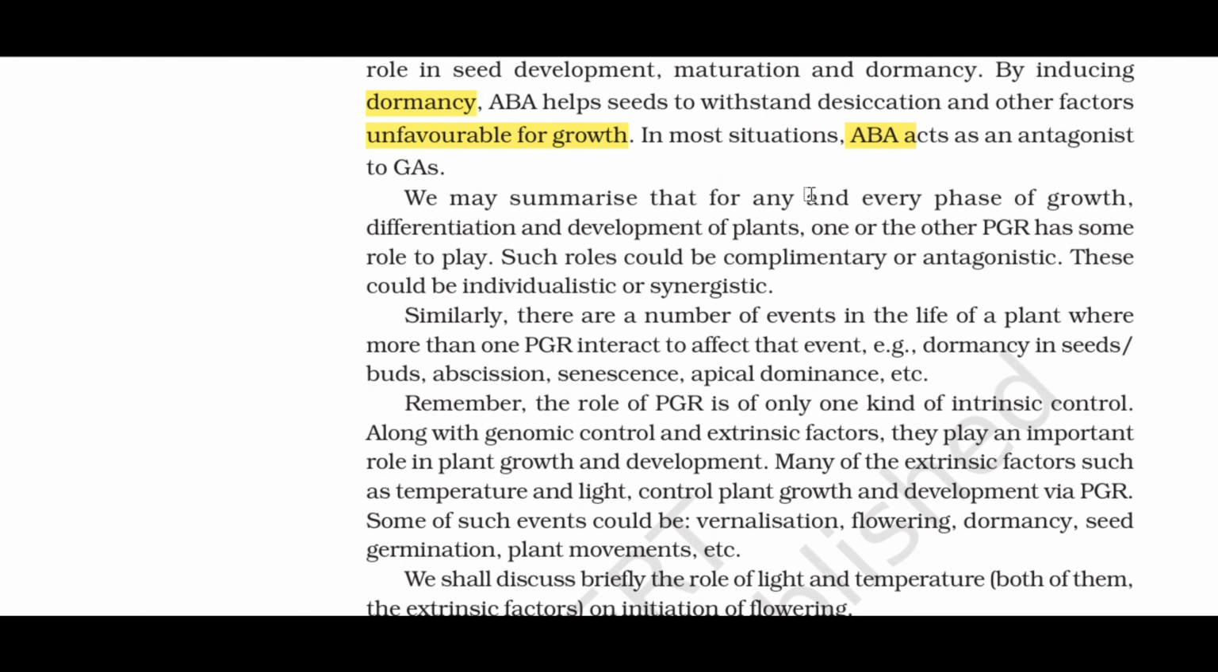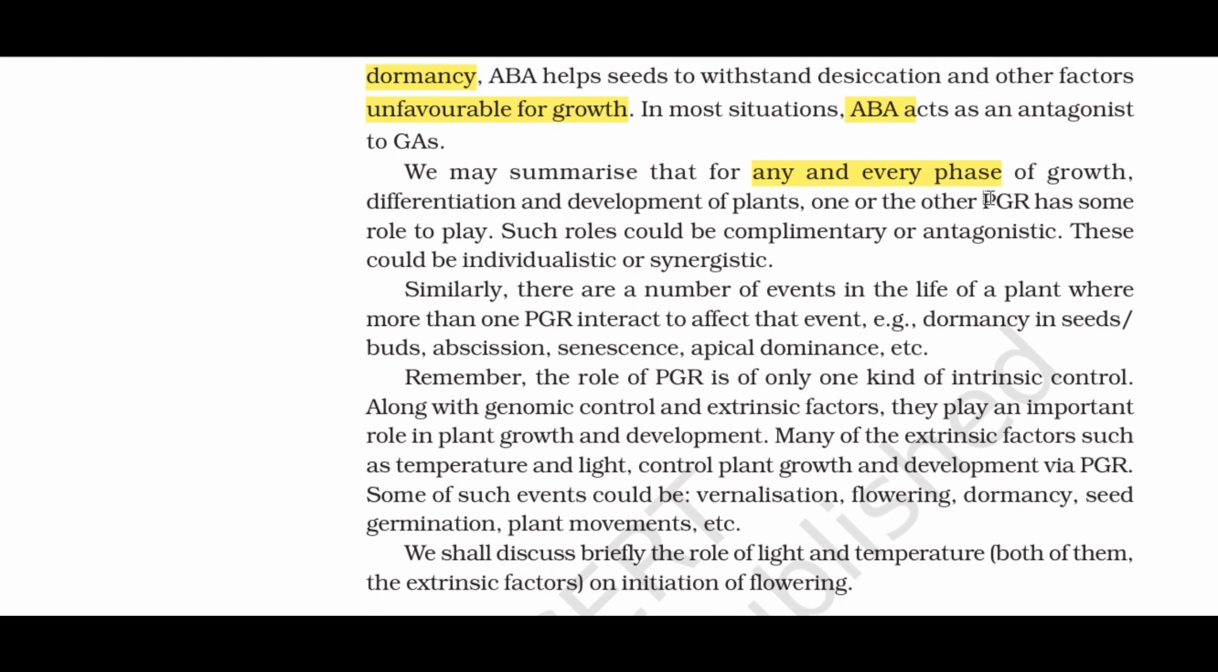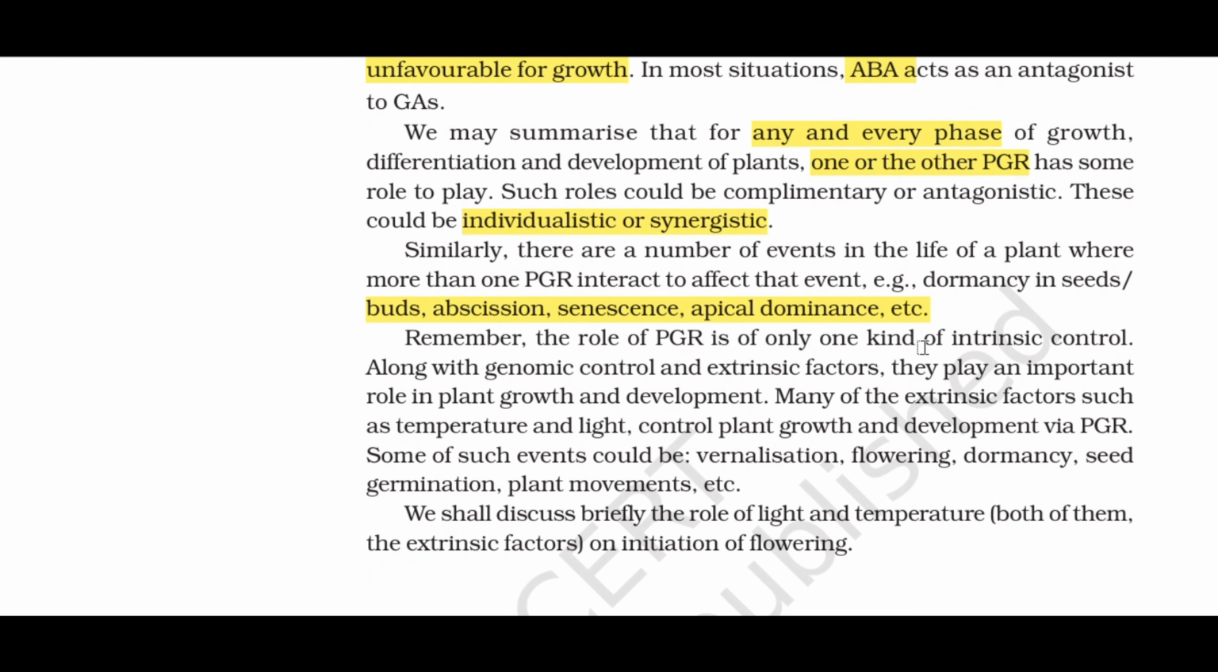We may summarize that for any and every phase of growth, differentiation and development of plants, one or the other PGR has some role to play. Such roles could be complementary or antagonistic. These could be individualistic or synergistic. Similarly, there are a number of events in the life of a plant where more than one PGR interact to affect that event, for example, dormancy in seeds or buds, abscission, senescence, apical dominance, etc.